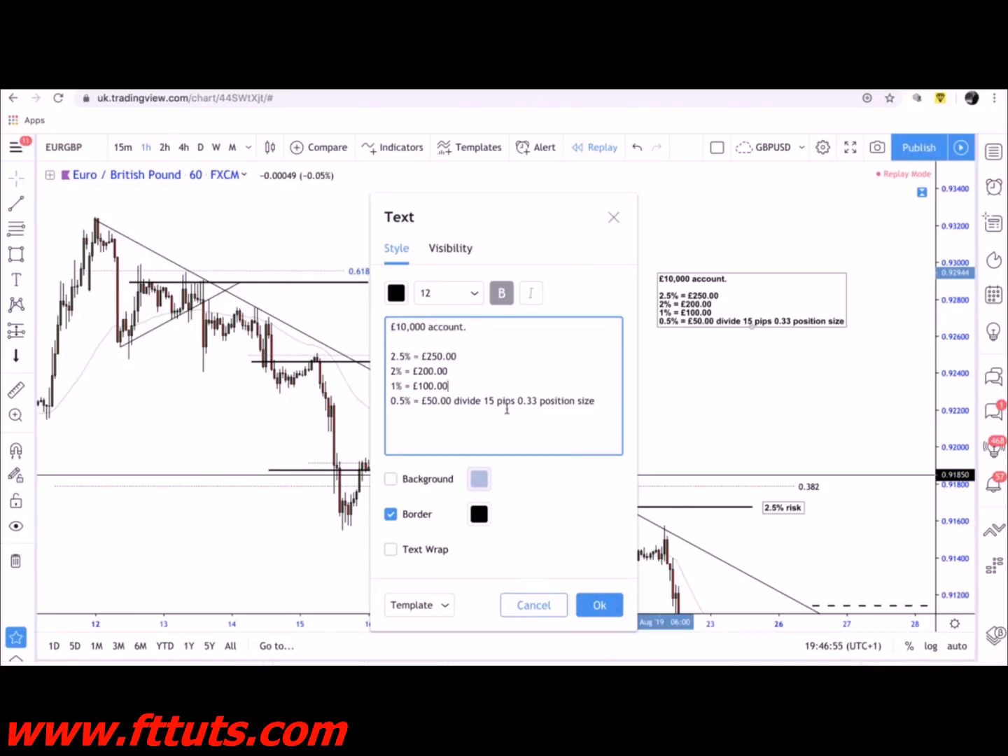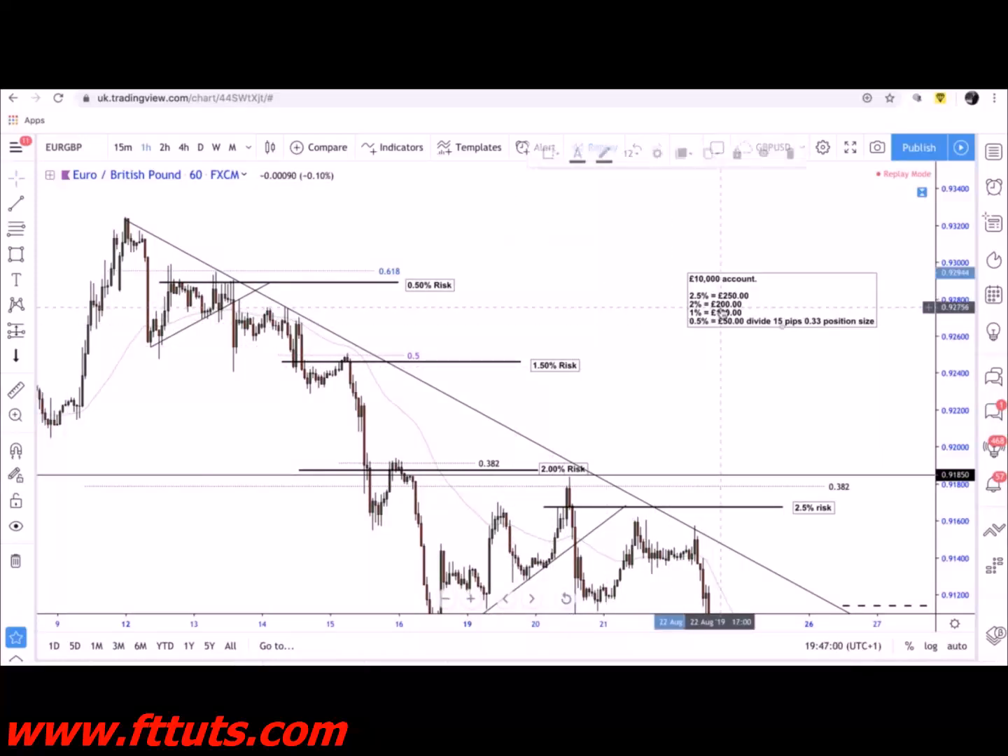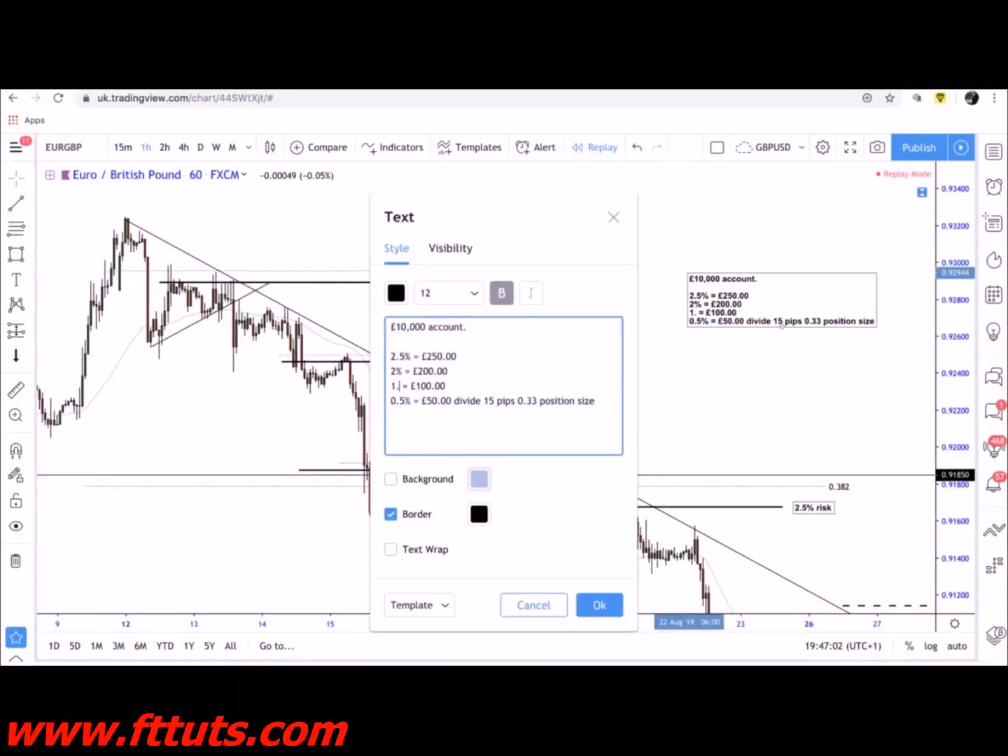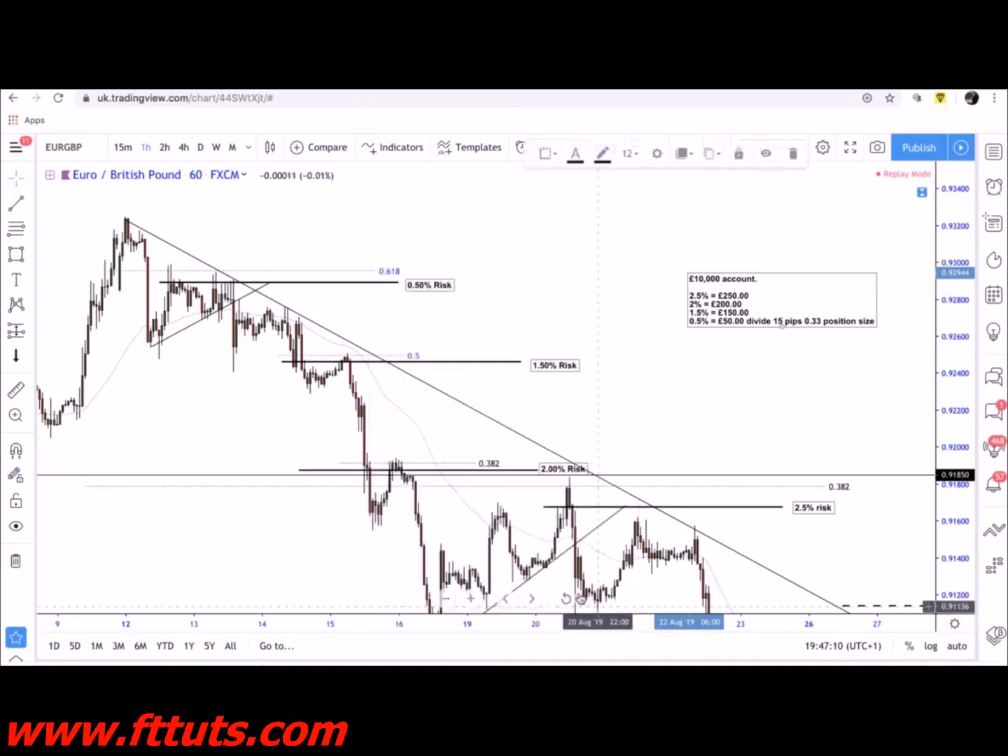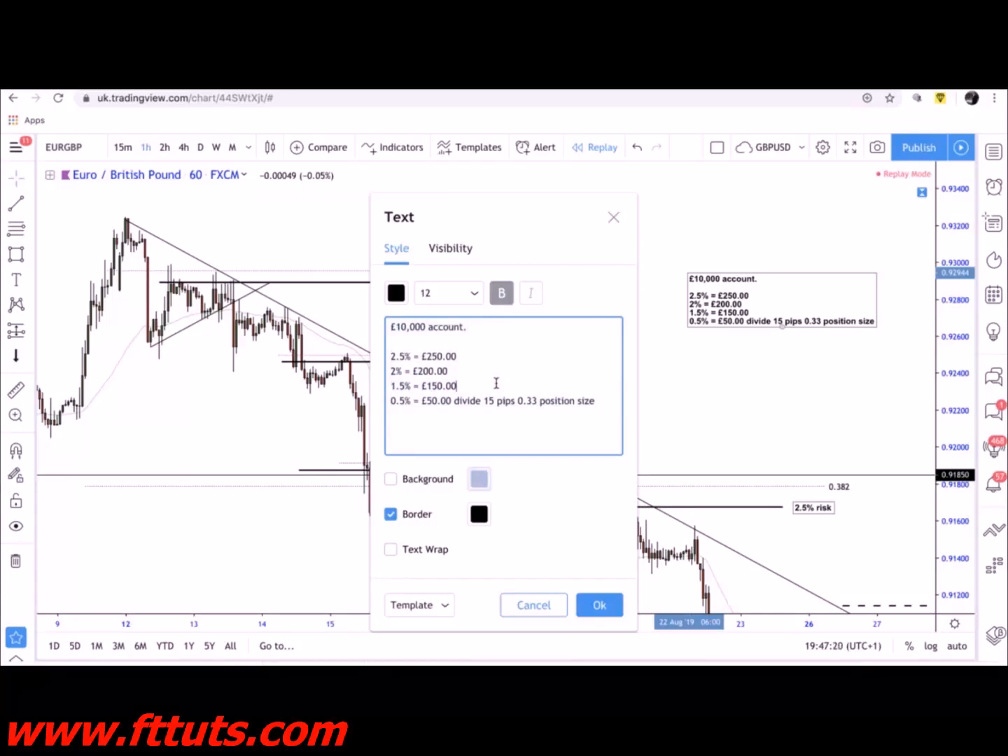Now on the 1% trade, sorry, we're doing 1.5%. Let me just recalculate that. 1.5% would be 150. Now on this position here, our stop loss was just above here. So again, it's probably a similar stop loss, about 15 pips. So again, we would do 150 divided by 15 pips. 150 divided by 15 equals one lot. So that's £10 per pip.